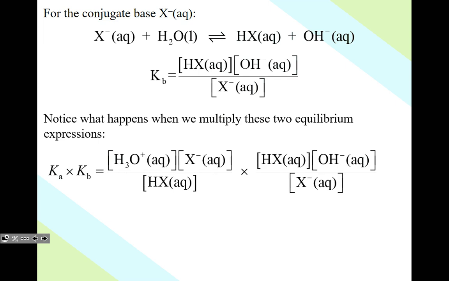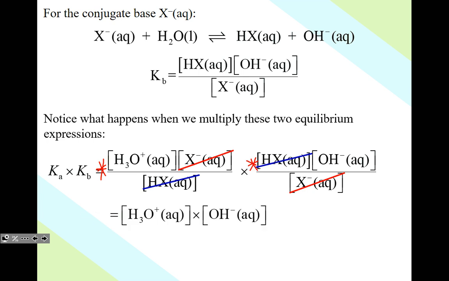Ka times Kb, right? When we take Ka and multiply it by Kb, we know that this is our Ka expression. This is our Kb expression. What happens here, kiddos? What is being eliminated, right? So once that's eliminated, we have this cool thing, which is hydronium ion. Ka times Kb, you're just taking a look at the hydronium ion concentration multiplied by the hydroxide ion concentration.